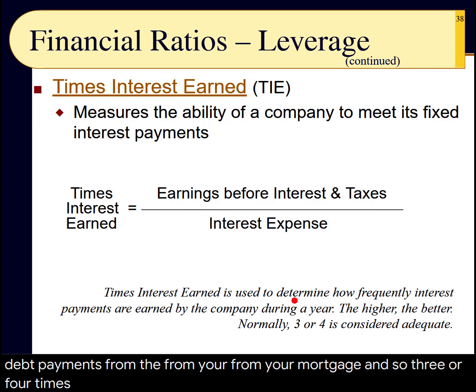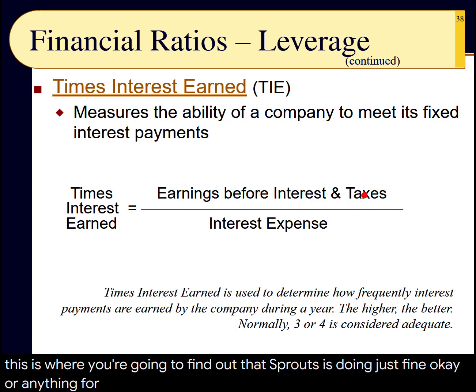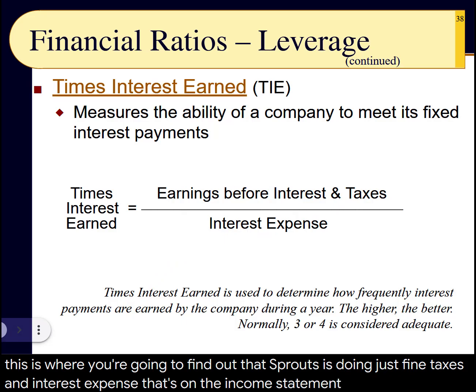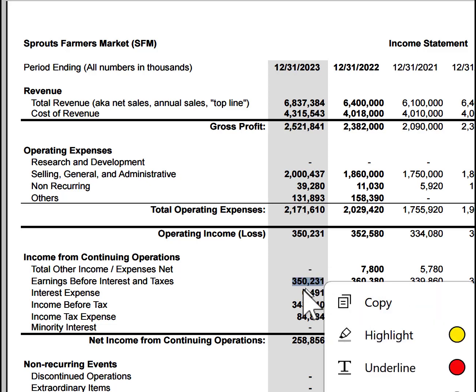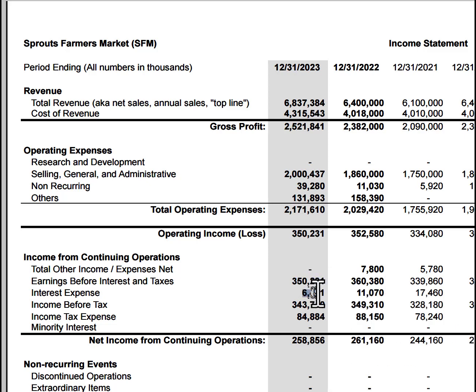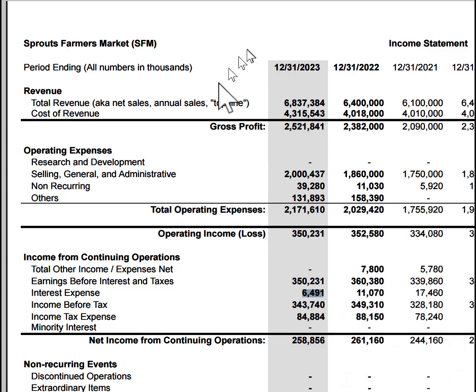So let's take a look at the times interest earned for Sprouts, and this is where you're going to find out that Sprouts is doing just fine. Okay, earnings before interest and taxes and interest expense. This is on the income statement, so let's go find the income statement. Here's the earnings before interest and taxes, $350,231, and we divide that by the interest expense, $6.491 million, and it turns out that Sprouts is doing just fine, dear students.